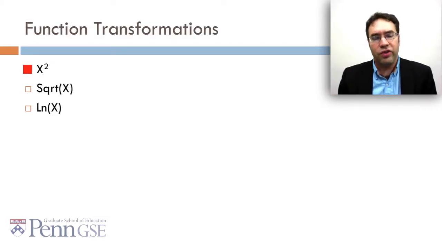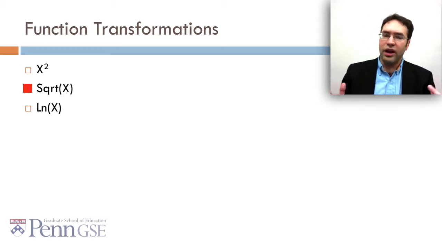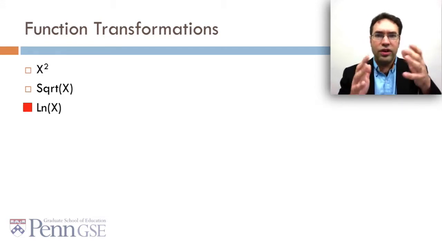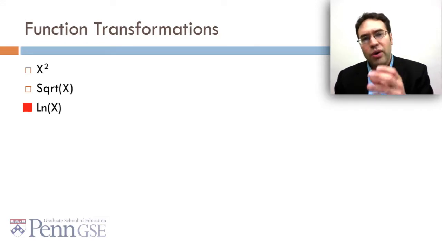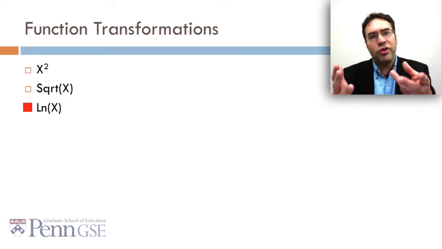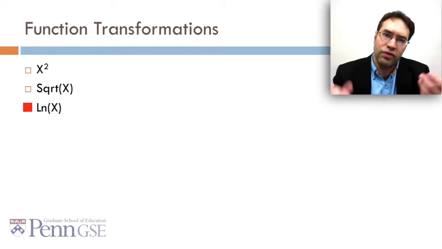Then there's function transformations. X squared, square root of x, the natural log of x. You'll see people doing these things, especially when they think the data is non-normal, which, as we've talked about before, doesn't matter quite as much with data mining most of the time, but can still be useful to think about, especially if you're doing something like, say, linear regression.